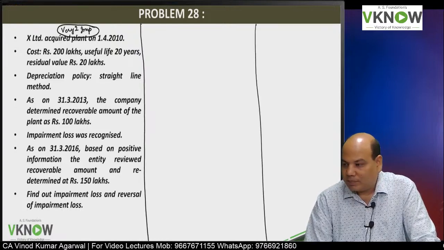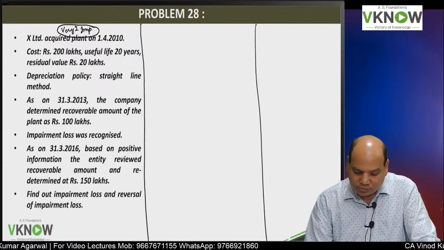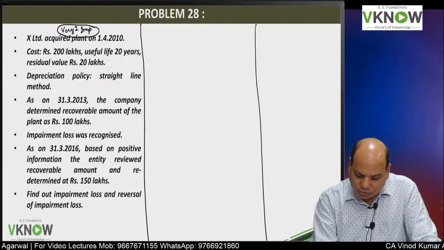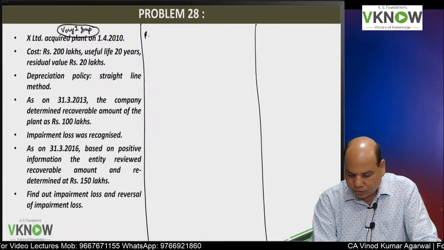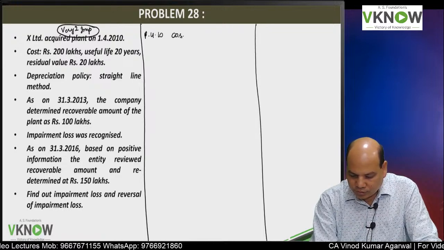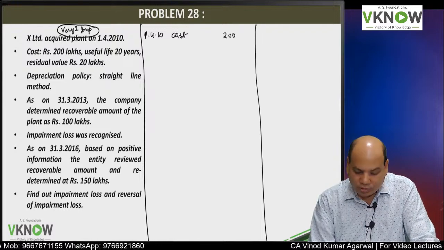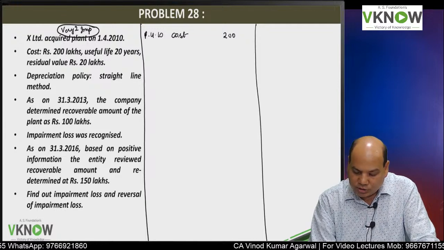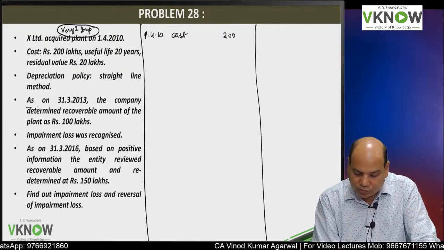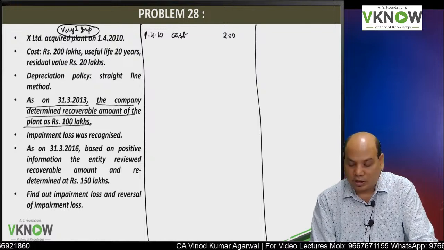X Limited acquired a plant on 1/4/2010. The plant was purchased for 200 lakhs. Useful life is 20 years, residual value is 20 lakh, depreciation policy is straight line method. As on 31st March 2013, the company determined the recoverable amount of the plant to be 100 lakh.